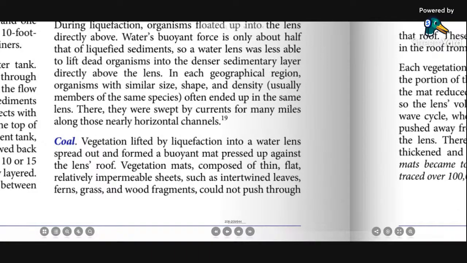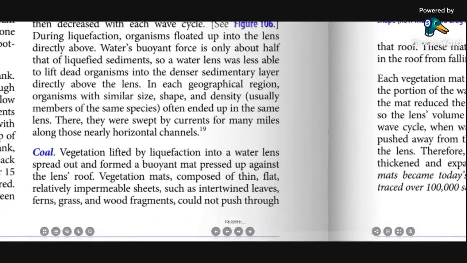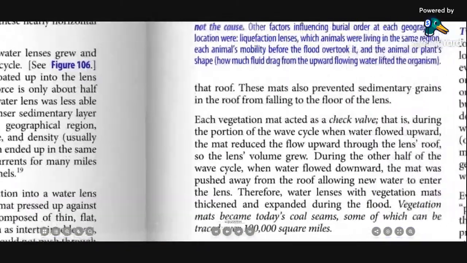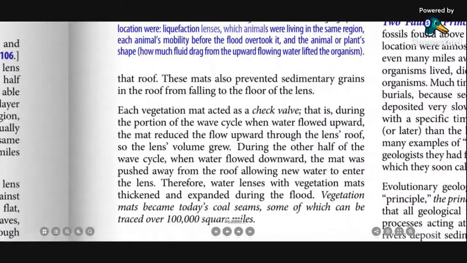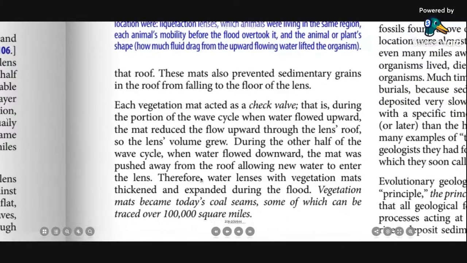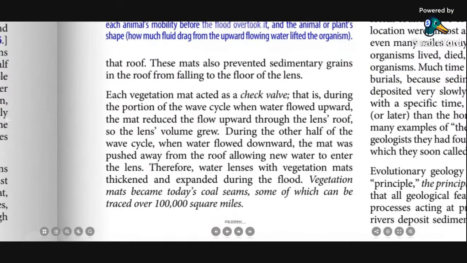Coal. Vegetation lifted by liquefaction into a water lens spread out and formed a buoyant mass pressed up against the lens's roof. Vegetation mats composed of thin, flat, relatively impermeable sheets, such as intertwined leaves, ferns, grass, and wood fragments, could not push through that roof. These mats also prevented sedimentary grains in the roof from falling to the floor of the lenses.